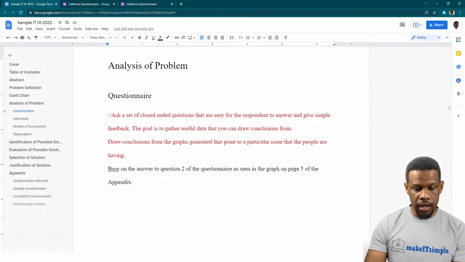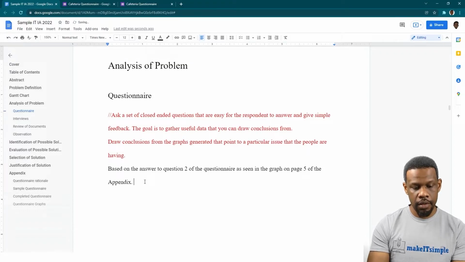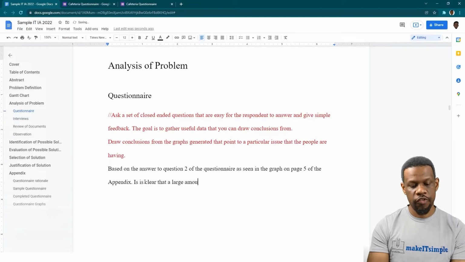Right, so based on the answer to question 1, it is clear that a large number of students go to the cafeteria on a weekly basis. So there is a chance of high crowds.